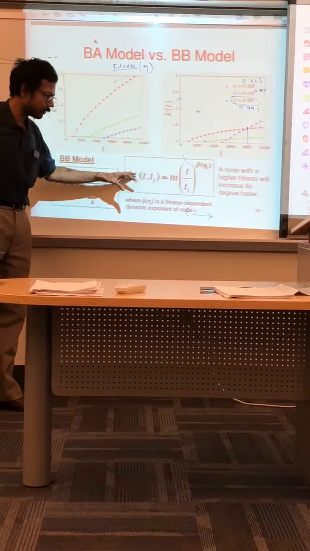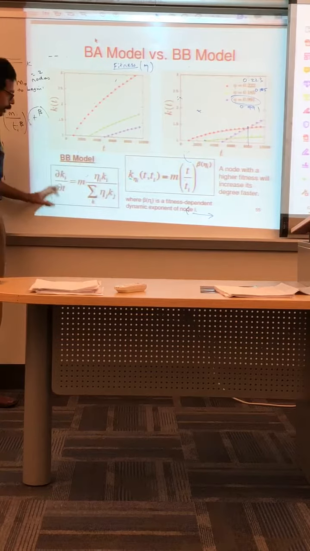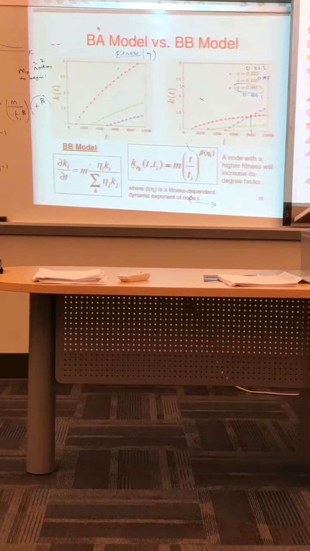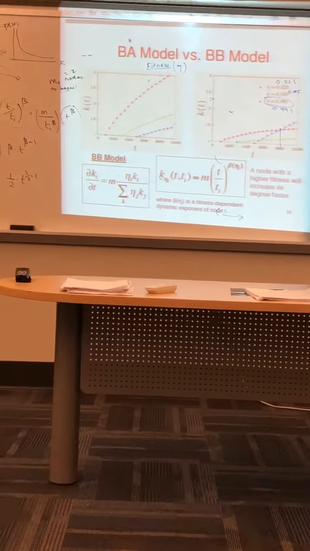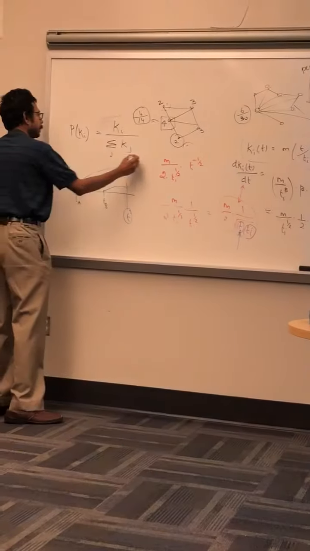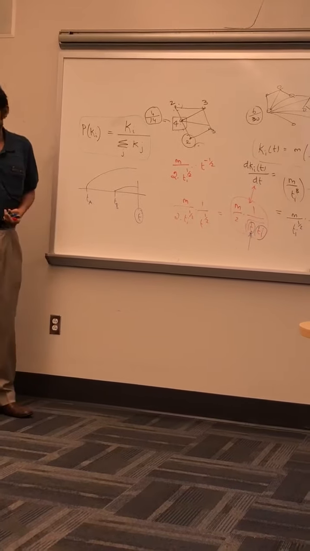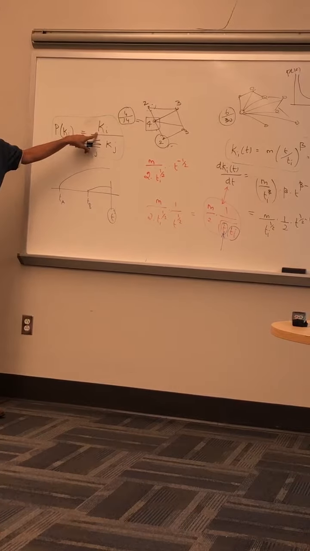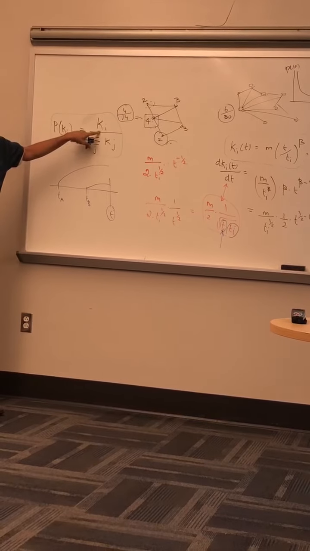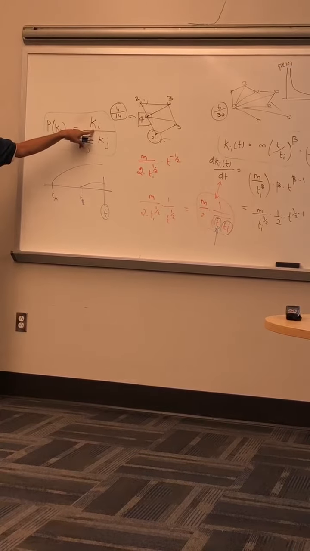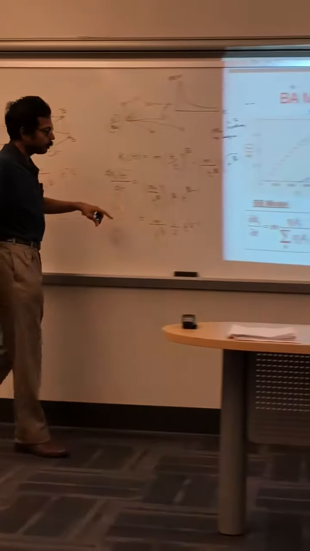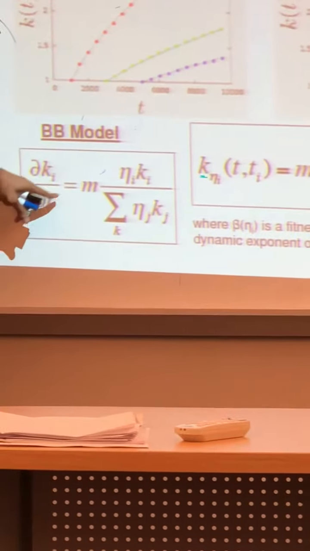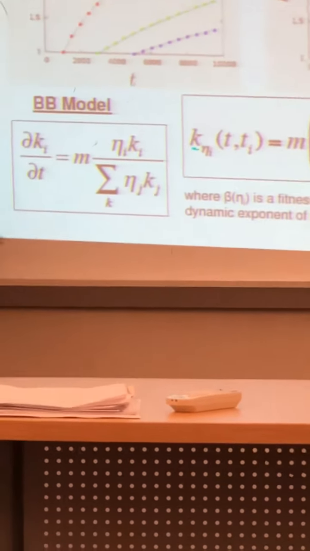So if you differentiate this and rearrange the terms, this is the probability. In the BA model, I said this is the probability with which you decide whether a node gets a new link or not. And that probability is just based on the degree of the node at that time, Ki. Whereas the probability with which a node gets a new link according to the BB model is basically this.